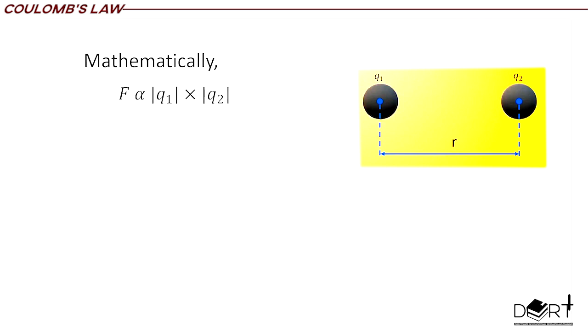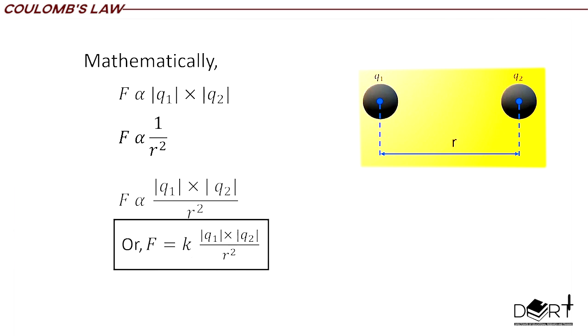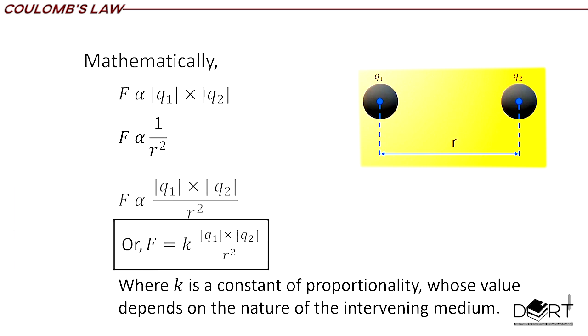So mathematically, if we are to express Coulomb's law, we may write that the force of attraction or repulsion between two point charges is directly proportional to the product of the absolute values of the two charges, Q1 and Q2. It is inversely proportional to the square of the distance r between the two charges. Combining the two terms, we may write F is proportional to Q1 Q2 by r square, or F is equal to K Q1 Q2 by r square, where K is a constant of proportionality whose value depends on the nature of the intervening medium as also on the system of units we are choosing.